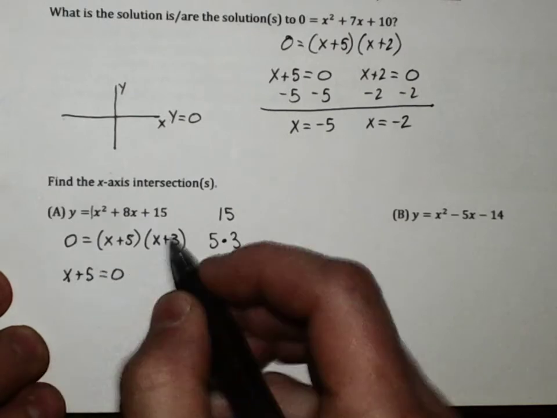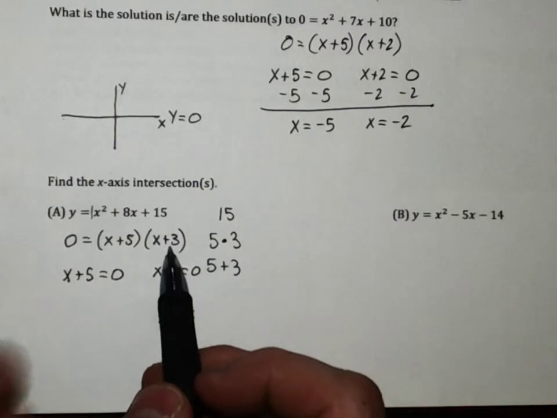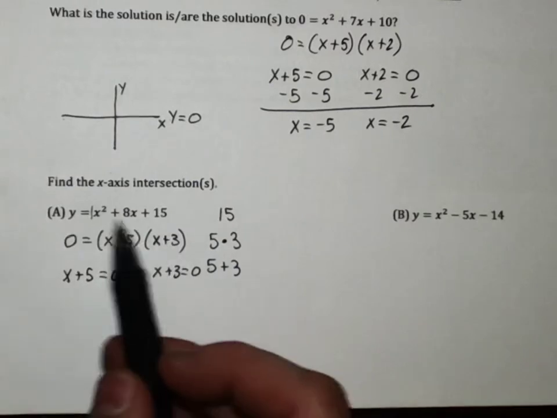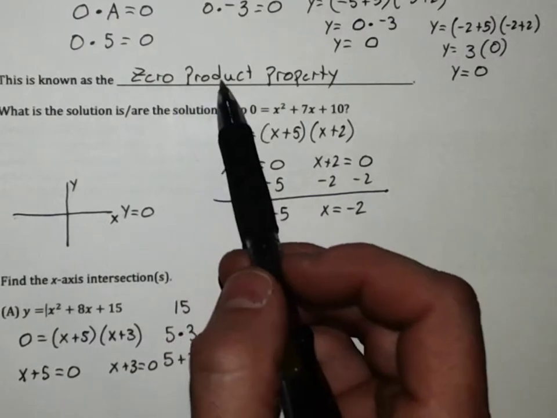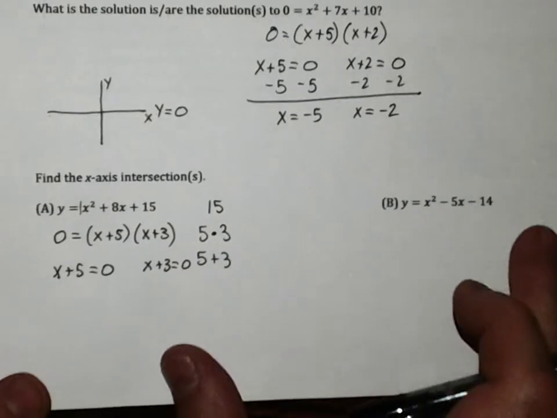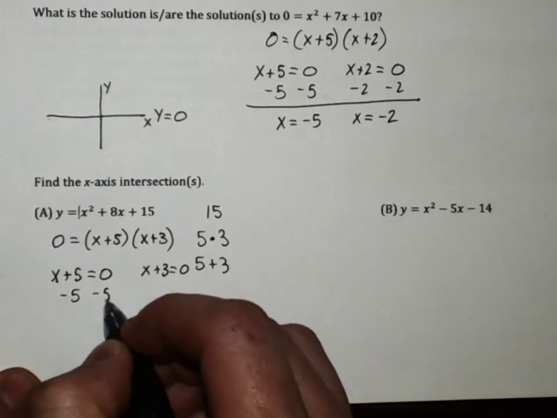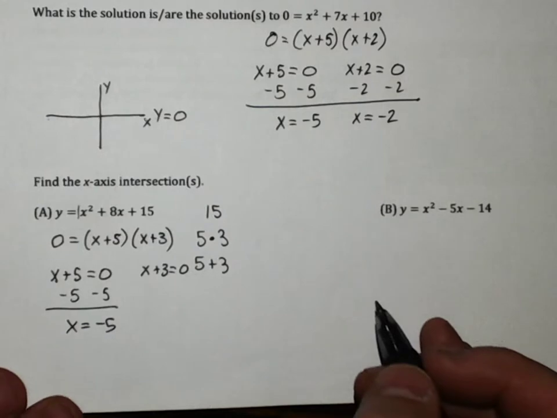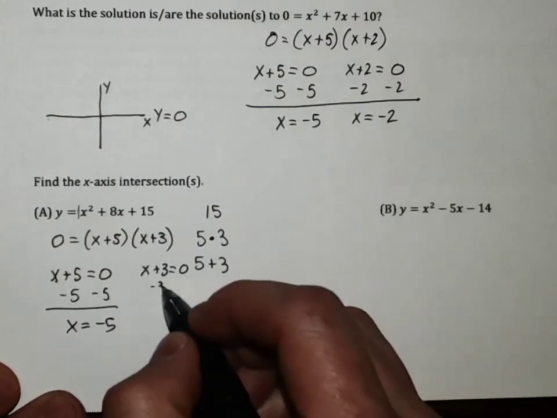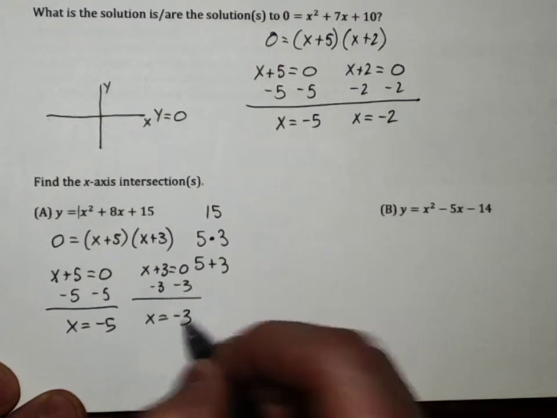Because if one of them equals 0, when I multiply that 0 to the other number, regardless of what it is, I get 0 because of the zero product property. So x plus 5 equals 0. I need to subtract over 5, and I get one solution that x equals negative 5. I subtract over 3, getting my other solution that x equals negative 3.